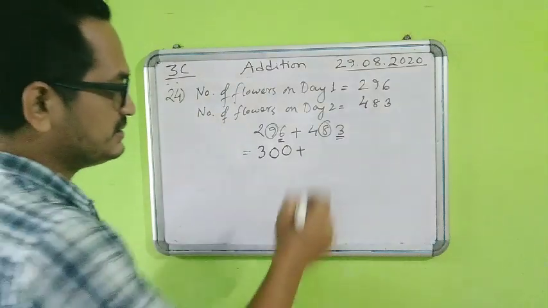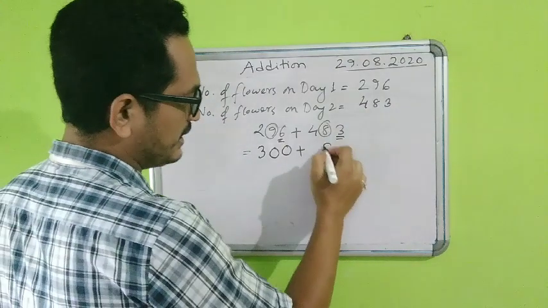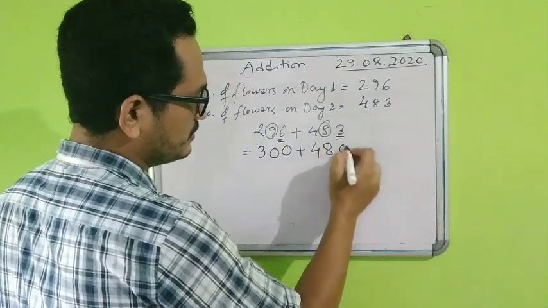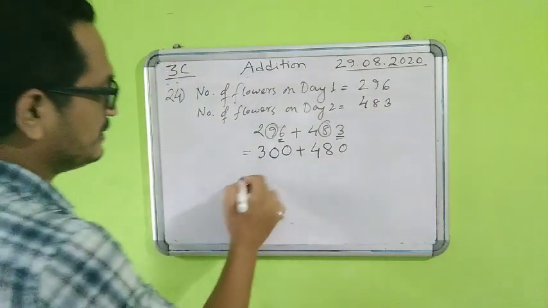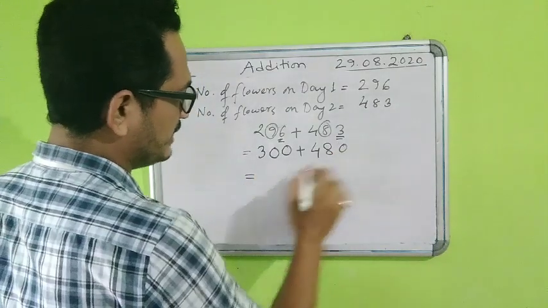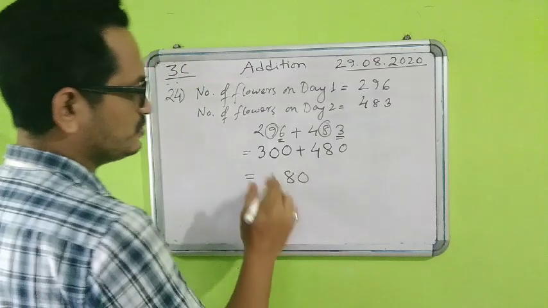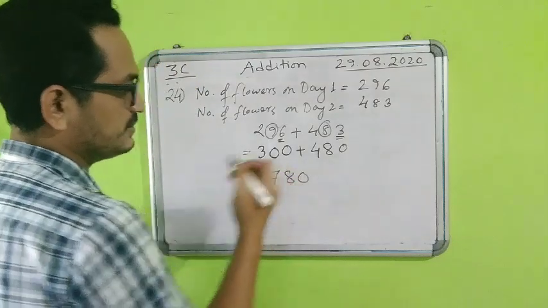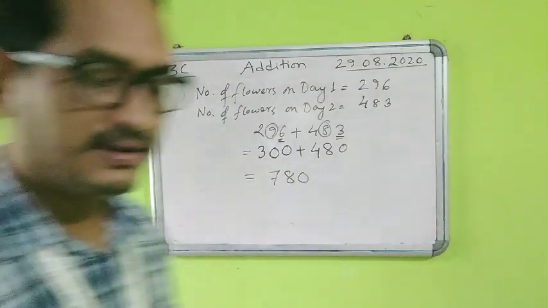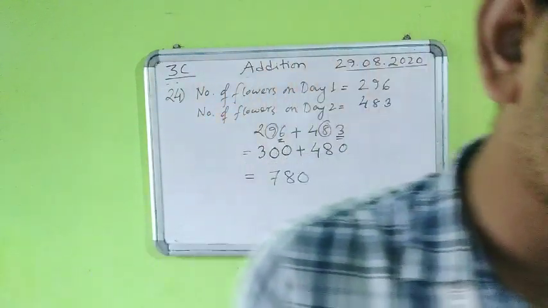3. So you can see that it is less than 5, so it will be 8 as it is, and 4 will be 0. So no changes. Now let us add, since 2 zeros are there, so 80 will come as it is. No changes. 3 plus 4 it will be 7. So 780 flowers are there estimated in both the days.